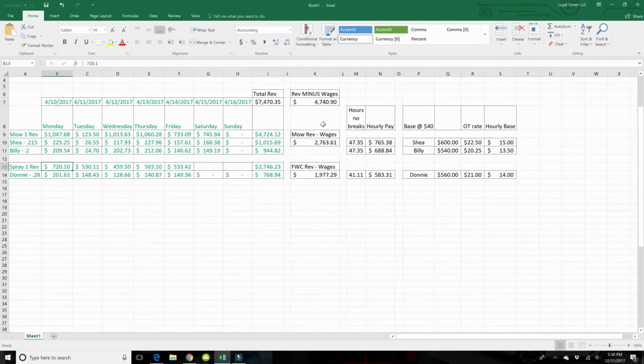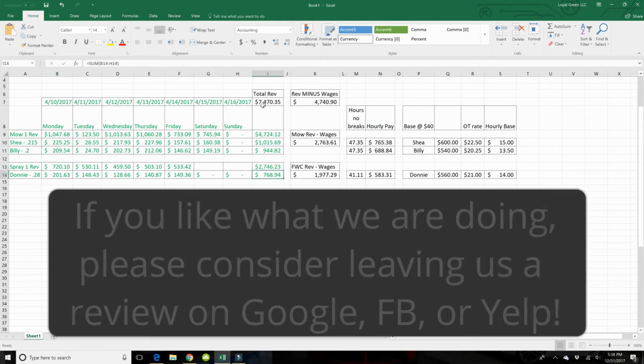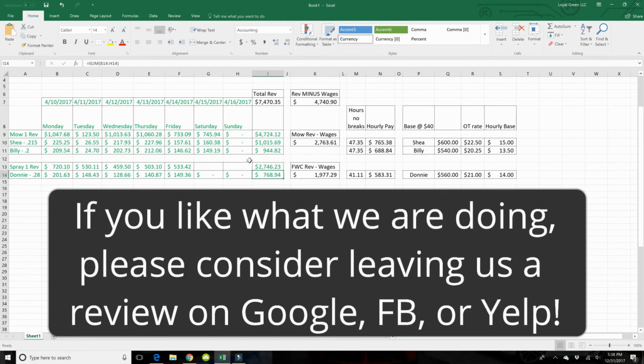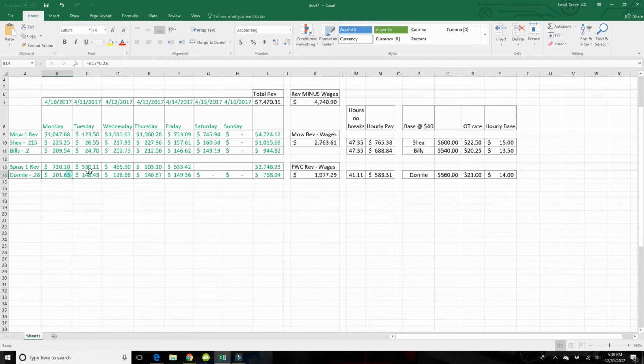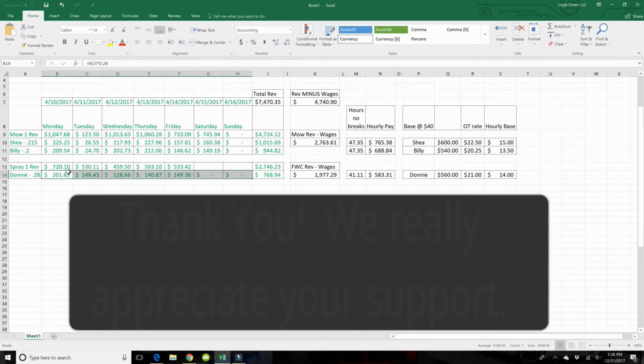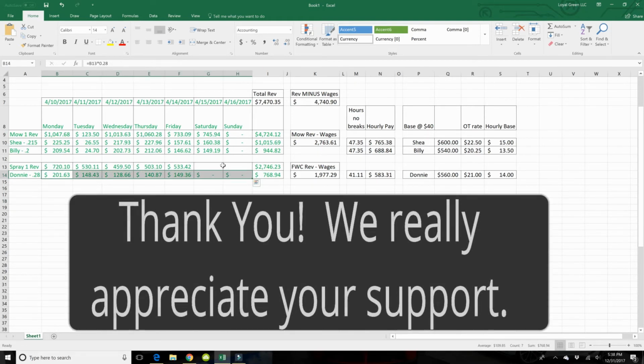We'll make this Excel sheet full screen. And so right here in this total, I don't have everything labeled because this is internal use, so it's for me, so I know what everything is. So this is just, you know, sum of B14 through H14, so that's his revenue for these cells right here based off of what he did those days. Donnie didn't work Saturday and Sunday, so he has no wages. Billy and Shay didn't work Sunday, but they did work Saturday because they got rained out on Tuesday. Somehow Donnie sprayed through it.